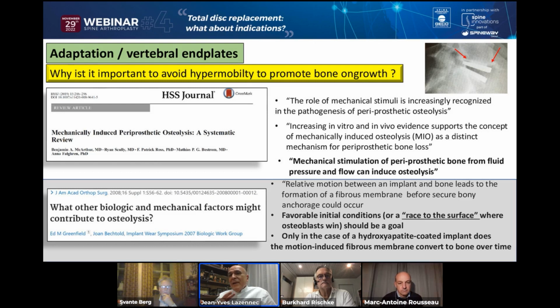Two conclusions: a favorable initial condition, or a race to the surface where osteoblasts win, should be the goal. I think it is a very important message for us as spine surgeons. The race to the surface, the race to obtain sufficient contact to have good bone stabilization. And only in the case of a hydroxyapatite-coated implant does the motion-induced fibrous membrane convert to bone over time. We have several papers publishing this, and it is an old concept, over 20 years old for hip and knee surgeons. So the concept of the race to the surface.